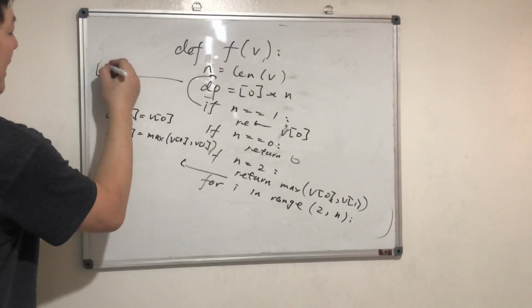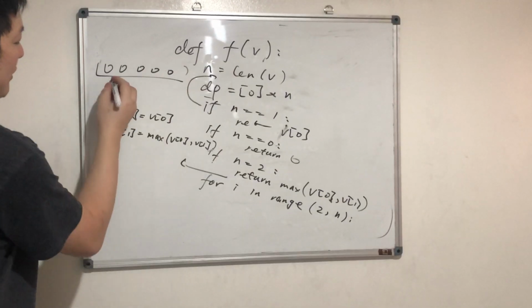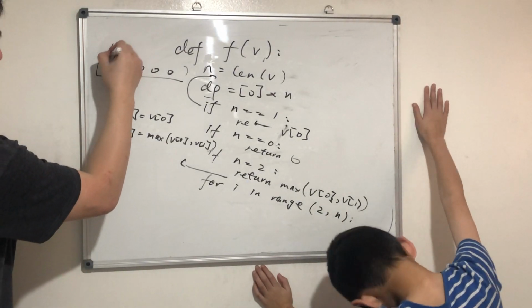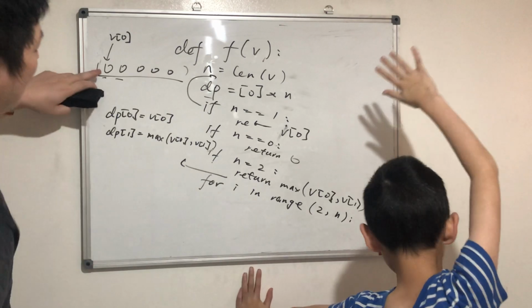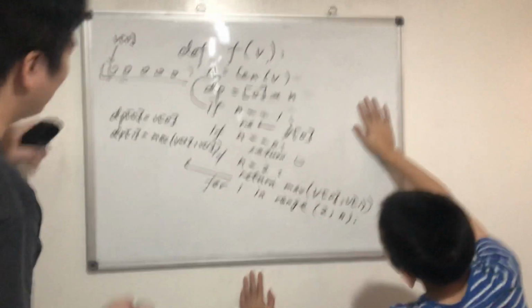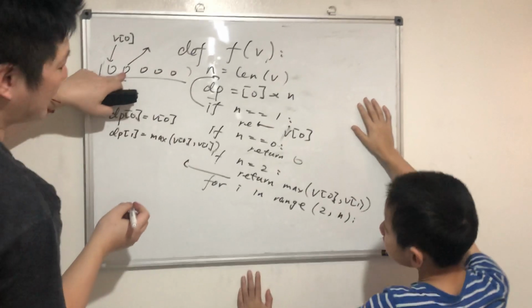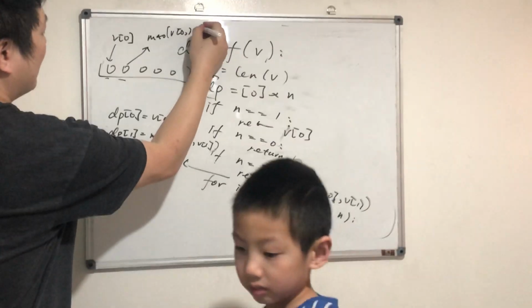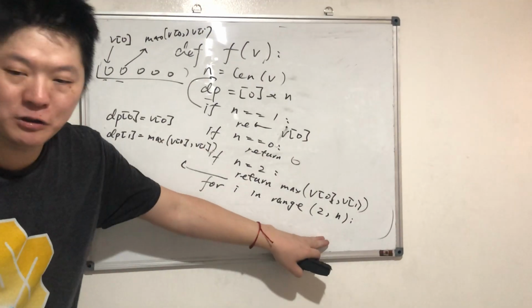Remember this dp array. Beginning with the values, I need to update the first 2 values. This first value will be v0, because if I pick the first house, I can only pick one. The second value will be max of v0 and v1, right? And then start from 2.